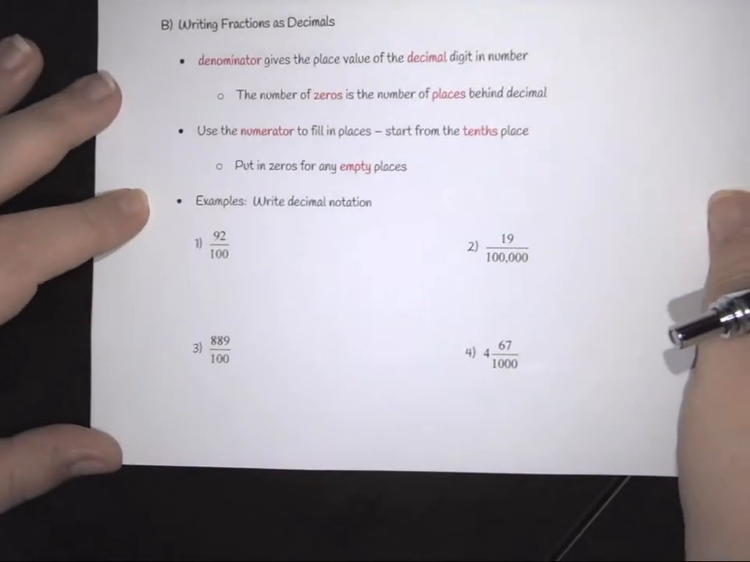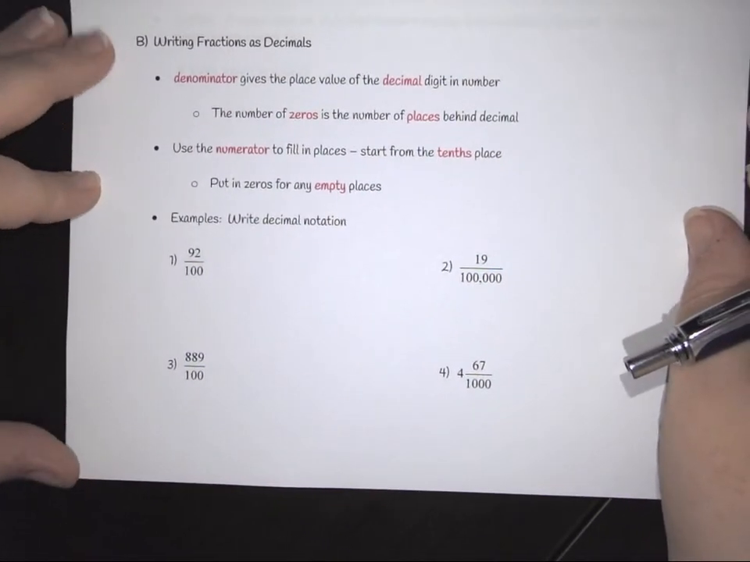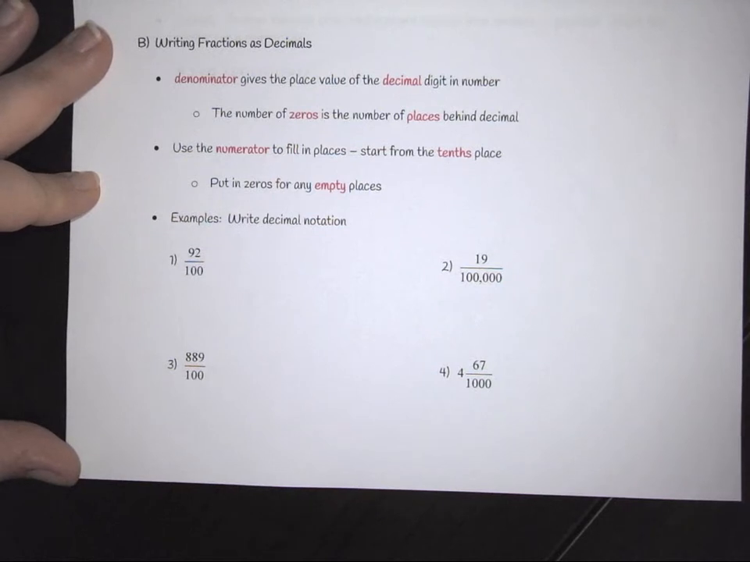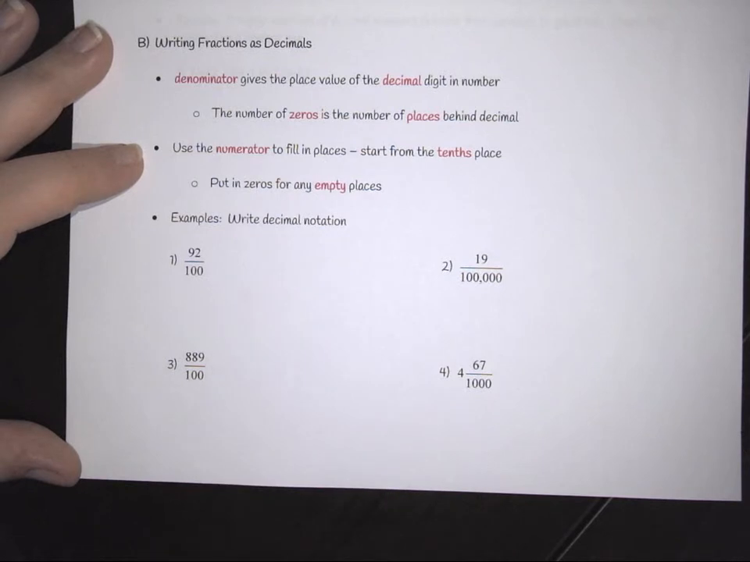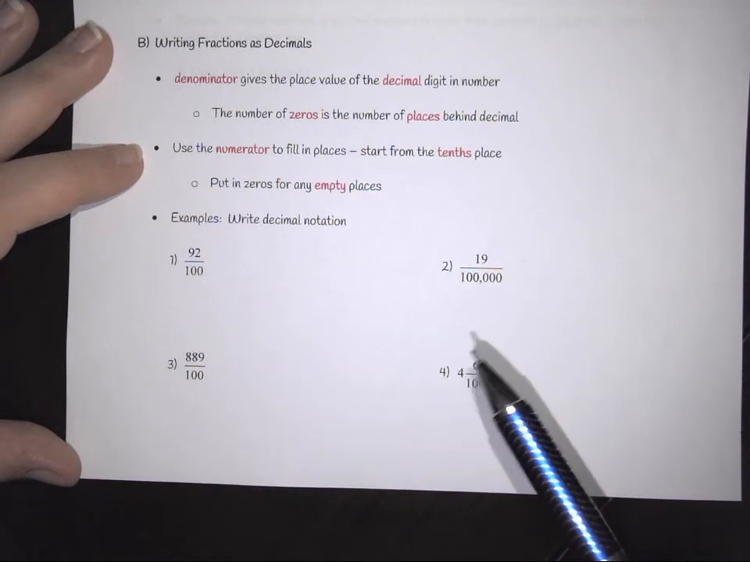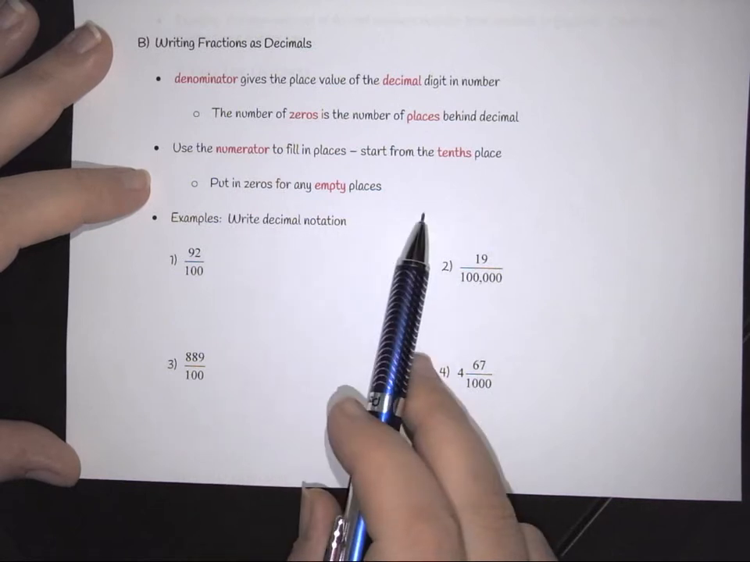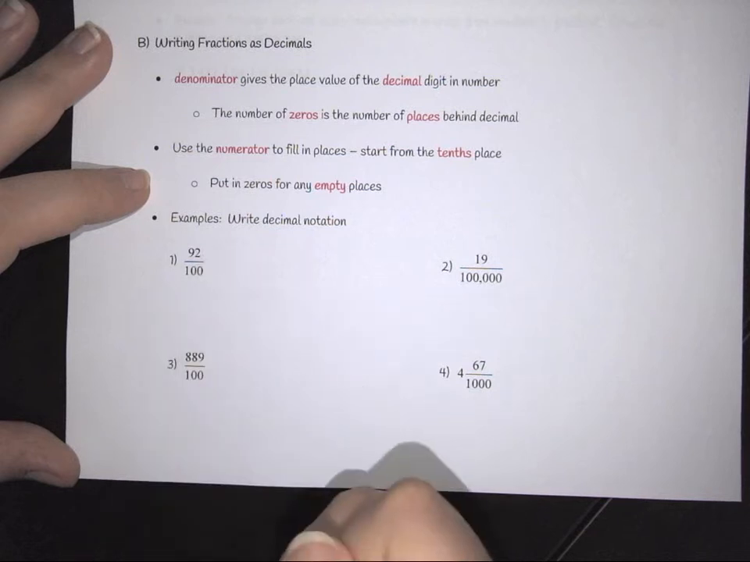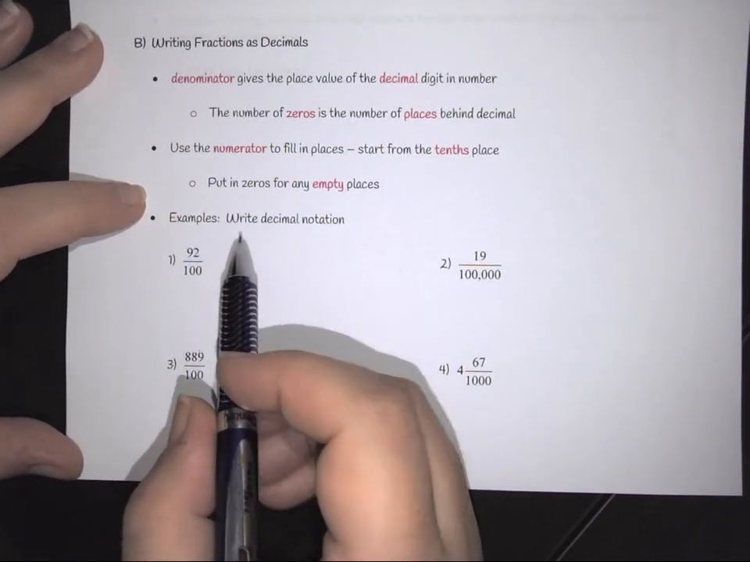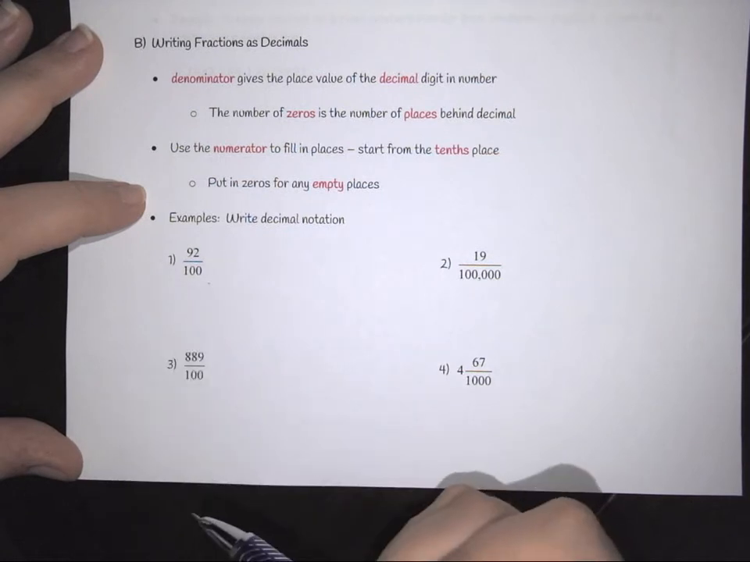Now the other thing that we can do is we can do what's called writing fractions as decimals. So what we have to look at is that the denominator is going to give you the place value of the decimal digit in the number. The number of zeros is the number of places behind the decimal. The numerator tells you the numbers to fill in. So what we have to remember here is that unless we have a mixed number, these are all just straight decimals. So if we look at the first, we have 92 hundredths.